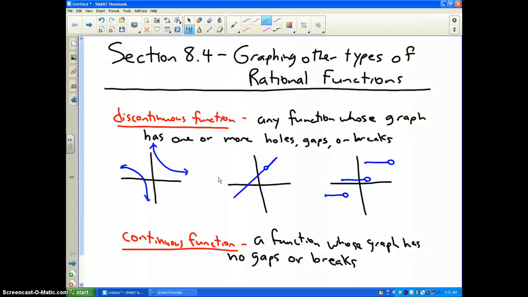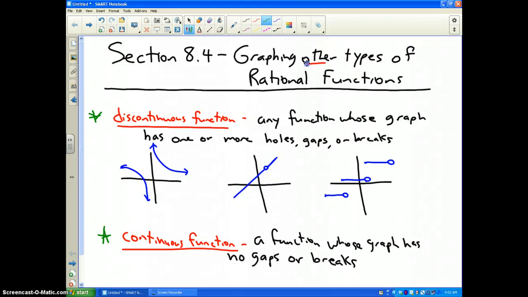All right, now we're going to talk about the second part of section 8.4, graphing other types of rational functions. We looked at functions and transformations in the form a over x minus h plus k. This video in the second half of 8.4 deals with other types, which you'll see in a second. But first of all, if you need to pause the video, please do to copy this down. But we need to make a distinction between two types of functions.